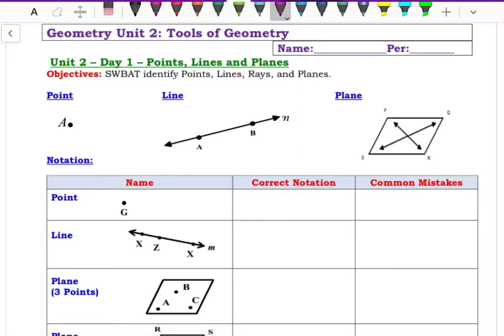Hello and welcome to Geometry Unit 2 on Tools of Geometry. So today we are starting off with day 1, which is on points, lines, and planes.